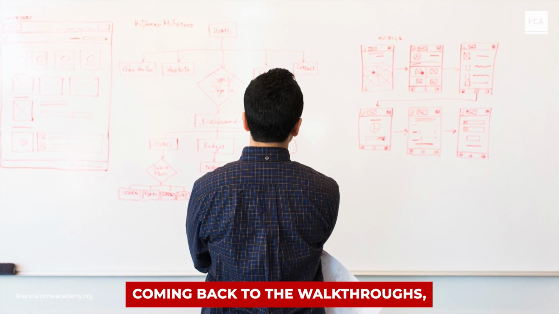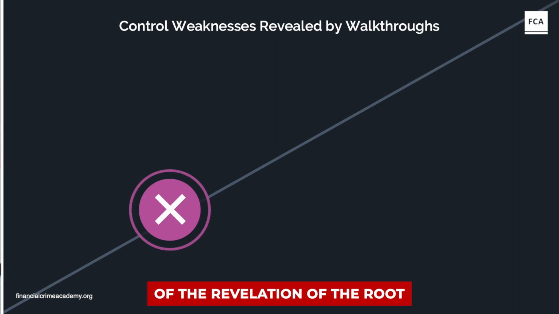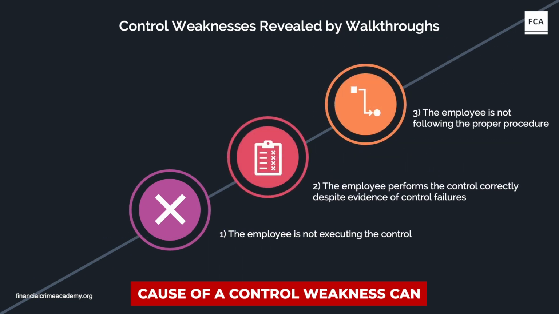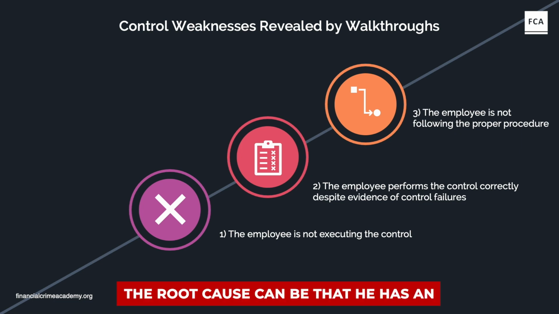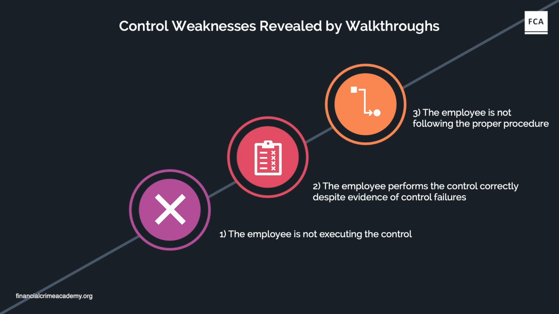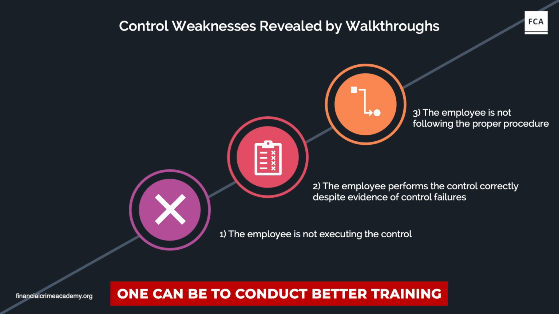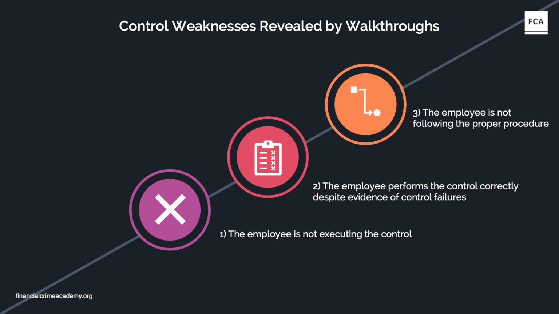Coming back to the walkthroughs, the following help in terms of the revelation of the root cause of a control weakness can be obtained from walkthroughs. Revelation 1. The employee is not executing the control. The root cause can be that he has an incomplete understanding of the control procedure, or he is deliberately omitting the control due to time or cost. The potential recommendation of this one can be to conduct better training and report the issue to the management.